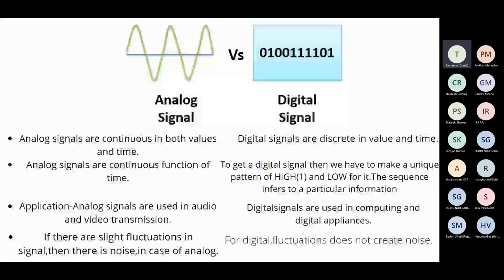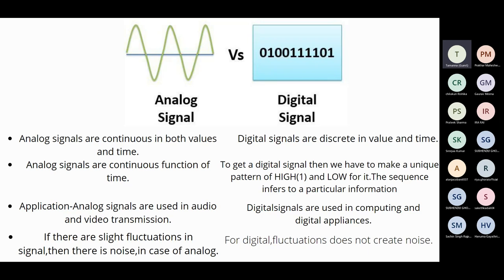So here's the next topic, that is analog signal and digital signal. Analog signals continuously vary with time. Analog signals are a continuous function of time. That's why analog signals are represented by a sine wave. Whereas digital signals are discrete in value and time.